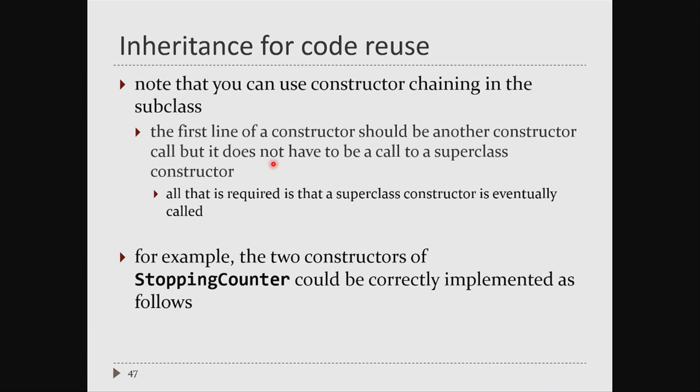Okay, so rule 1 for the constructor says that the first line of the constructor must be a call to another constructor. That's what lets you do constructor chaining. It doesn't have to be a call to the superclass constructor. Eventually, you have to call the superclass constructor, but it doesn't always have to be on line 1. If you're using constructor chaining, you're not calling the superclass constructor immediately. You're going to let another constructor call the superclass constructor.